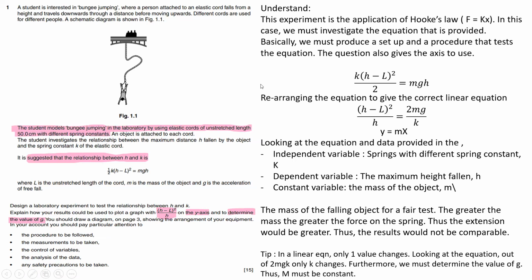So let's understand the experiment. This experiment is the application of Hooke's law, F equals kx. It's just extension of a spring, basically Hooke's law, where it's elastic or inelastic deformation, etc. In this case, you must investigate the equation that is provided, that they've given. There's not really much theory work going on like the previous paper 5 experiment that we discussed, where we had to think about how the magnetic flux changes and whether we have to keep the coil and the current constant. This is actually much simpler.